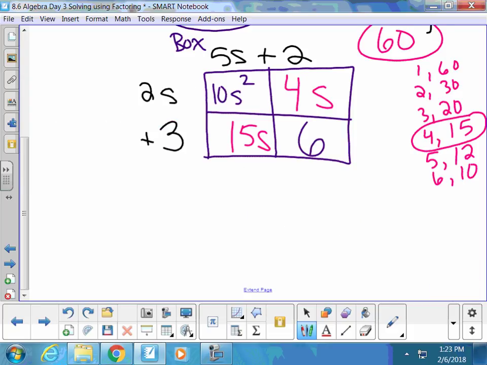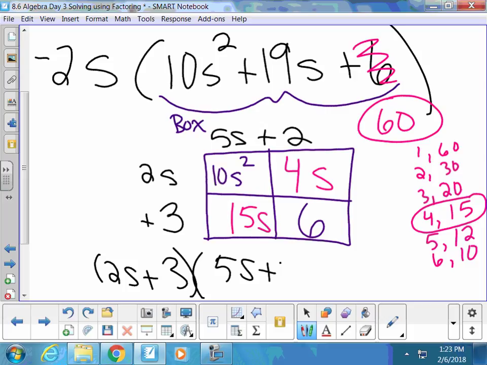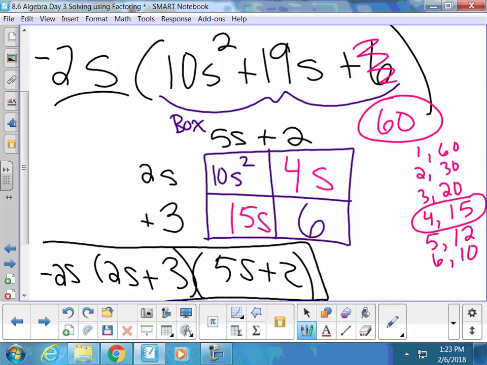I would have, yeah, question? Does it matter where you put the 15 and the 4? No, if you put your 15 here and you put your 4 here, that'd be perfect, that'd be fine. You're going to end up with your 5S and your 2 on this side, and your 2S plus 3 on this side, and that'd be fine. You'll get the same answer. Good question. So 2S plus 3 is one of my binomials, 5S plus 2 is my other binomial, and I had that -2S that has to go out front that I removed way back at the beginning of the problem.